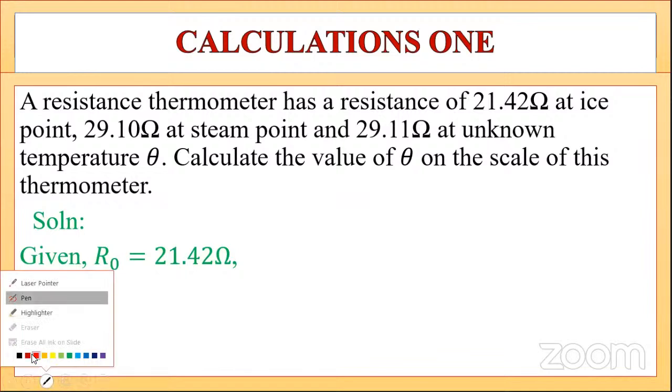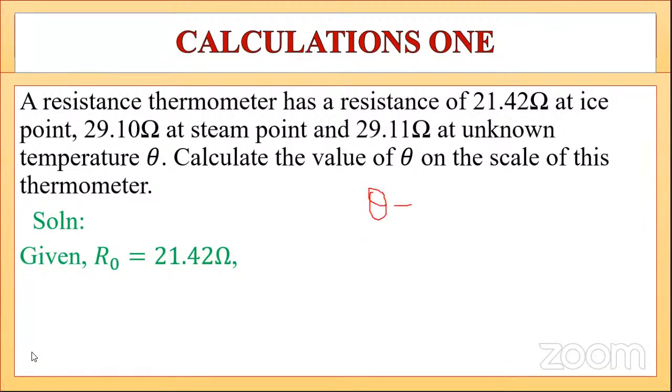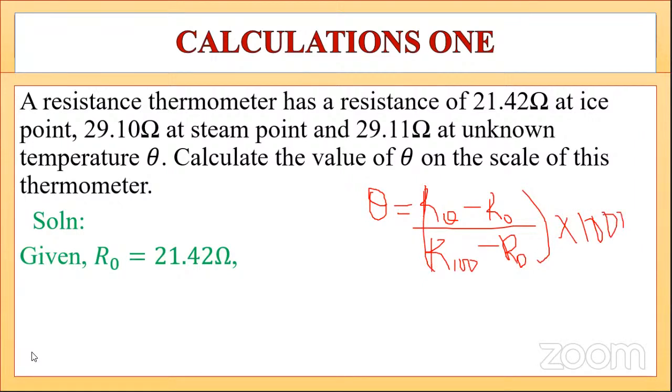On the Celsius scale, temperature theta is equal to, in this case, since it's resistance, R theta minus R naught, over R 100 minus R naught, the whole thing times 100 degrees Celsius. Is that okay, everyone? Yes. Good. So the moment I realize this thermometer is on the Celsius scale, I write this formula directly.